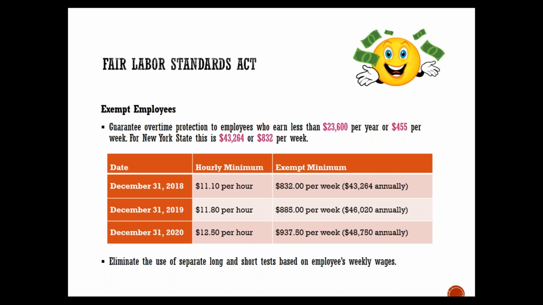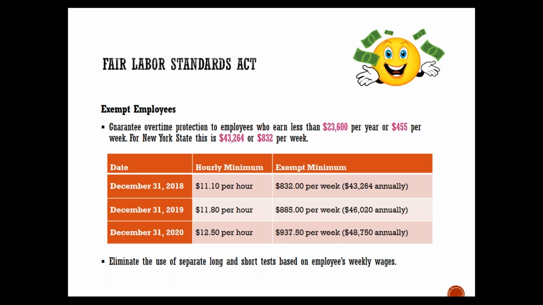Just starting as of January 1st, the exempt minimum is $832 per week, and the hourly minimum is $11.10. And by 2020, on every December 31st, it's going to go up to $937.50 per week, which is $48,750 per year. So next year it'll go up 6%, and the year after that, I believe it's another 6%. So it's really making large jumps every year in the exempt minimum realm.